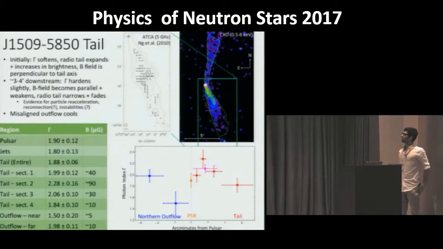And the magnetic field also decreases in the second part of the tail somewhat drastically, which suggests that maybe there's some kind of reconnection here.